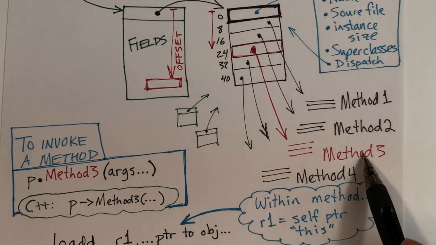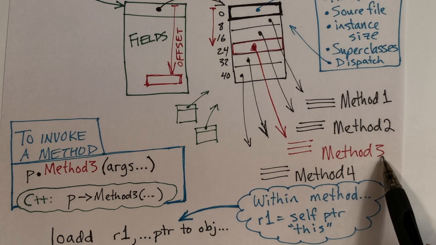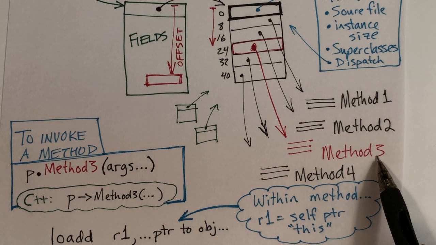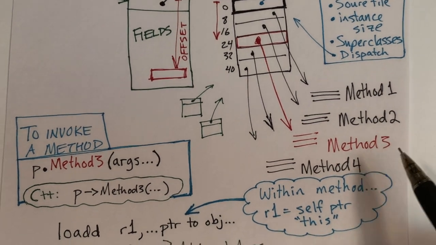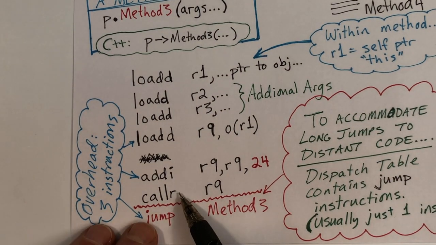At the end of the method, we have a return, and the returns from methods look just like returns from functions. It will load the link register into the program counter and jump back to the instruction after the call. So that's how we return.